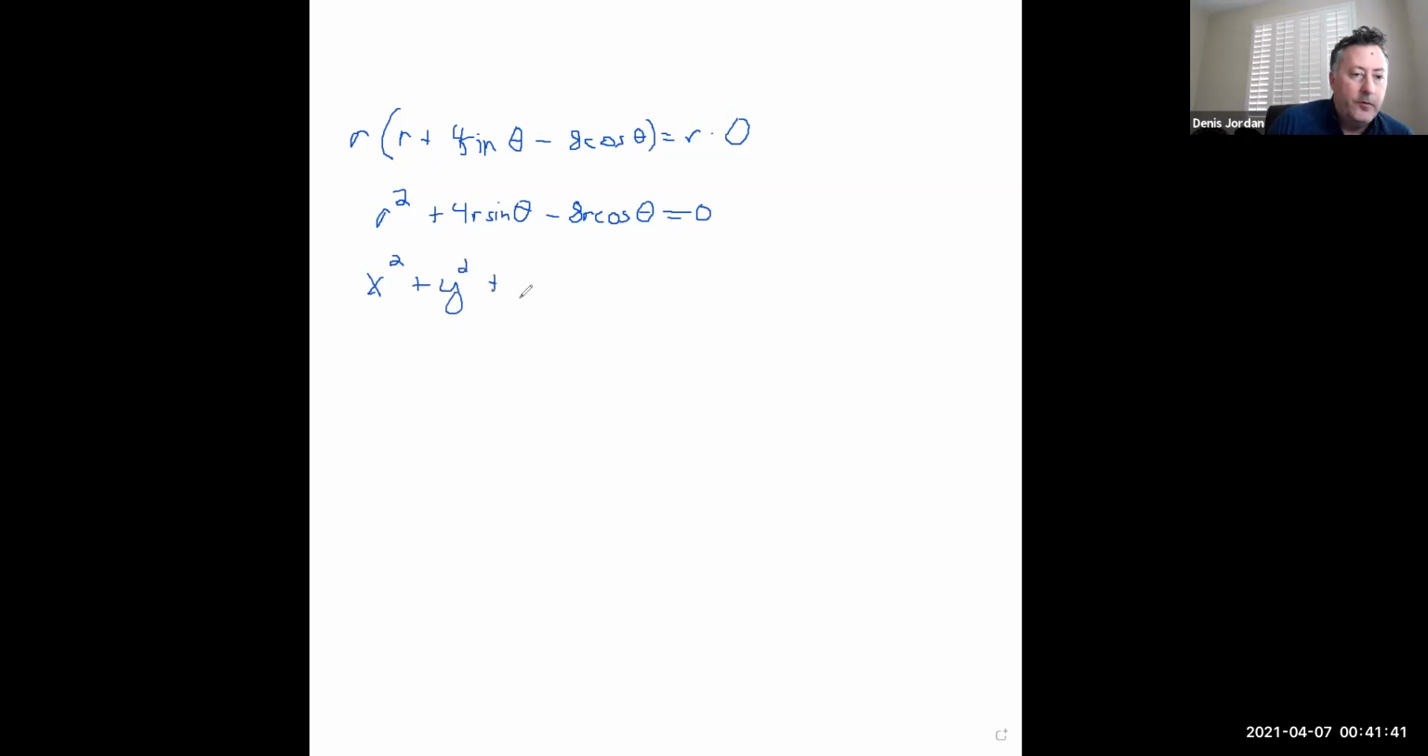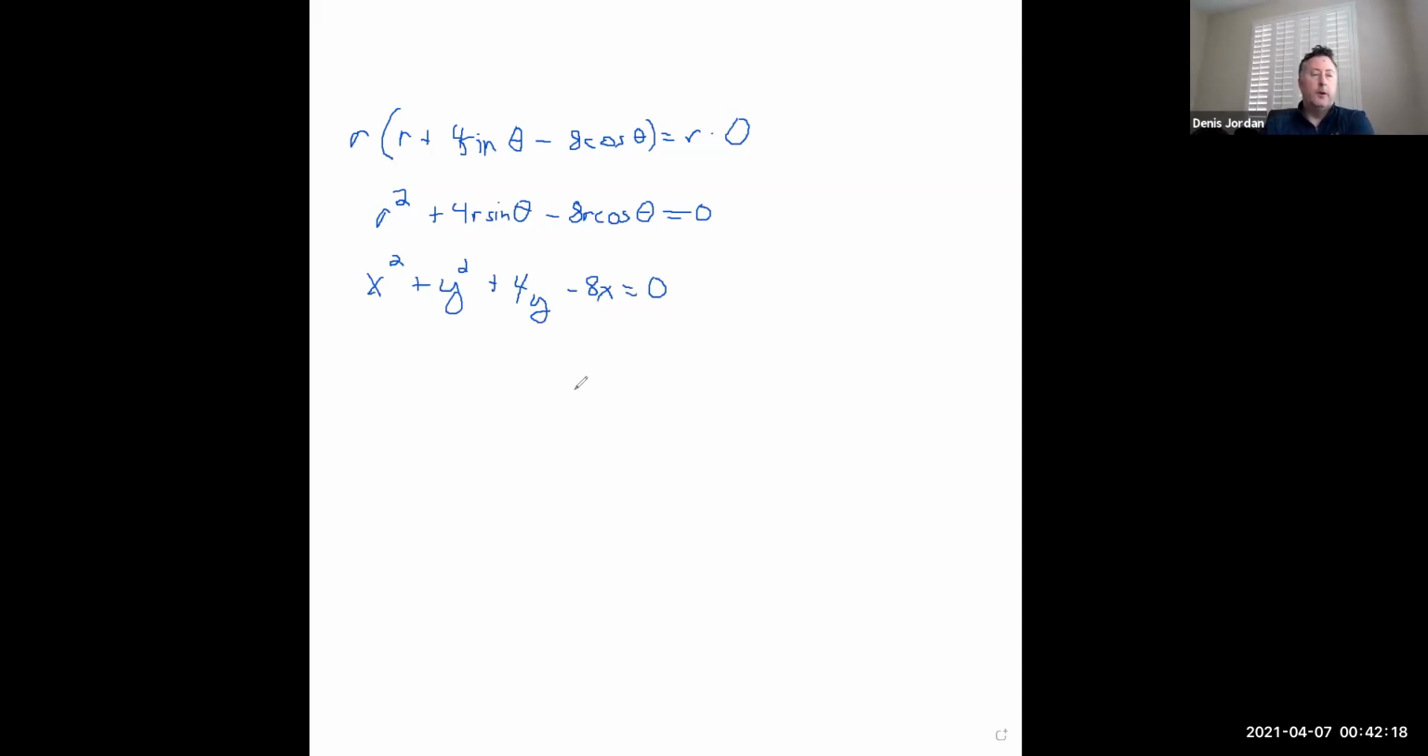And what about the 4r sine of theta? The 4 is just 4, but the r sine of theta, that would turn into what? A y. And the r cosine of theta would be an x. And then 0 is just 0. And you can totally leave it like this. It didn't tell you to put it in any type of format.